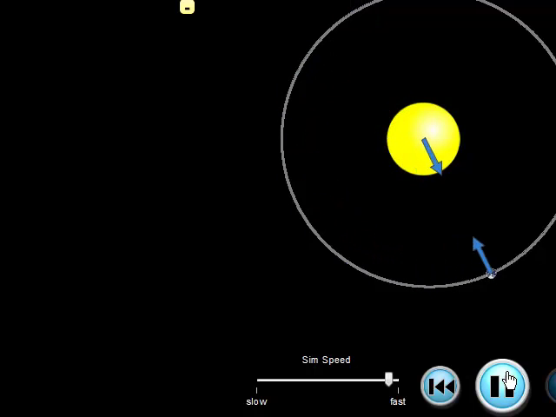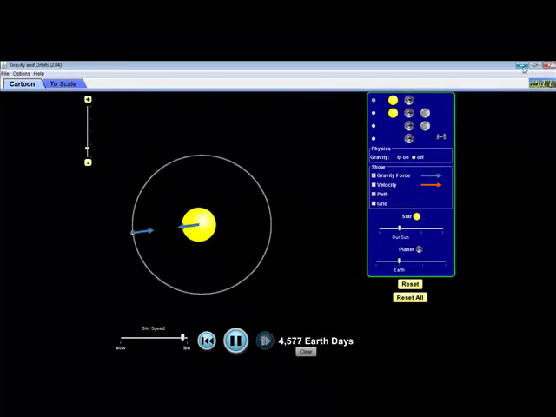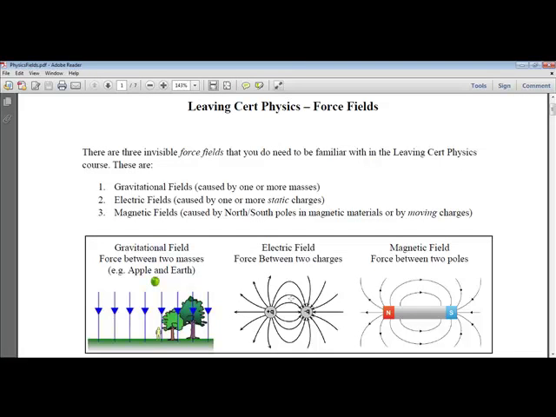So you can see there's an equal and opposite force on the Sun and on the Earth, and this force is given by Newton's universal law of gravitation. So that's a gravitational field. We want to move on to the next one.